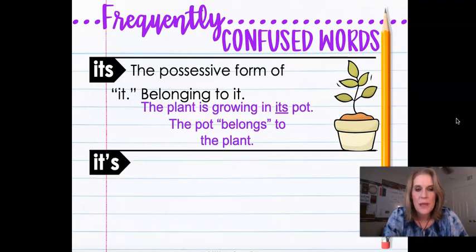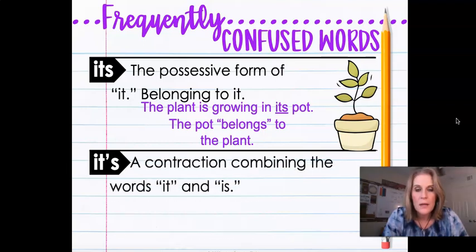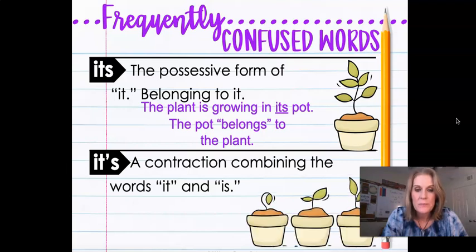Here's the next one. IT apostrophe S. Hopefully you've caught on by now that when there's an apostrophe, it means it's a contraction, okay? A contraction is combining the words it and is. Remember, it's a shortened version. So IT apostrophe S means it is. We only use it when we're talking about it is. Let's do some practice. Oh, here's an example first. It's growing. It is growing.